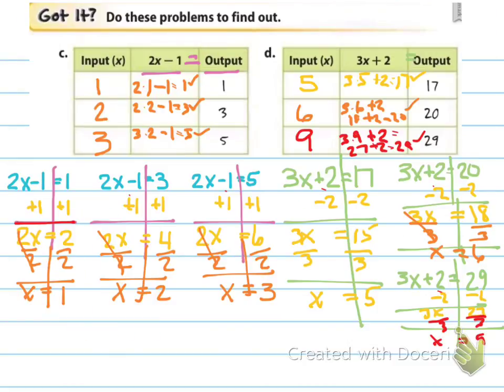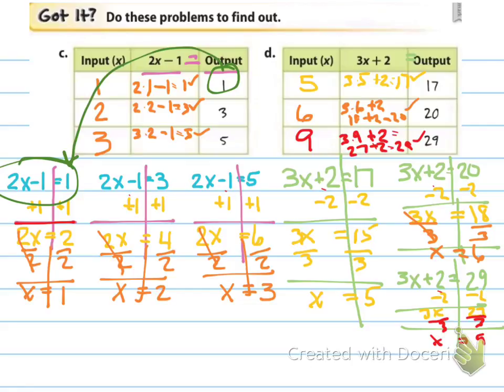Alright, and here are the answers for C and D. I set them up the same way as I had that last example where I set up my equations and I substituted in for my x value. I set my output up as my y value, the answer to my relationship. So 2x minus 1 equals 1, 2x minus 1 equals 3, 2x minus 1 equals 5.